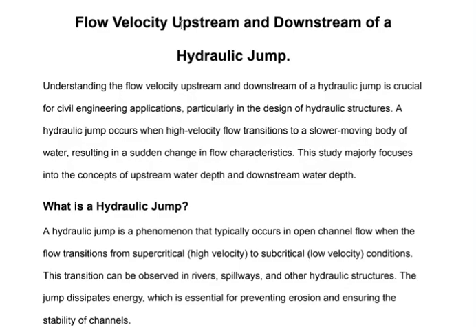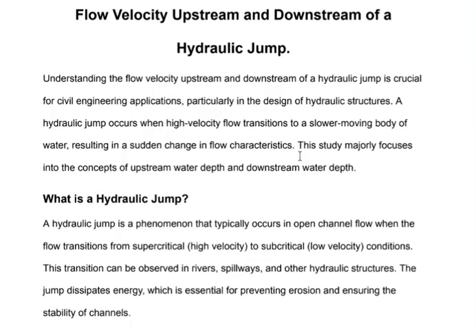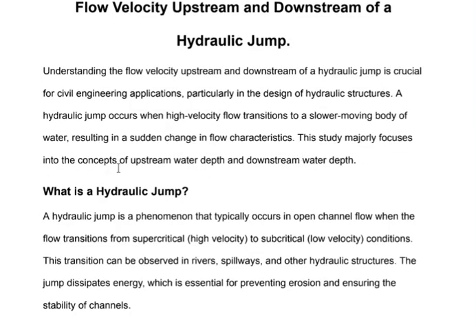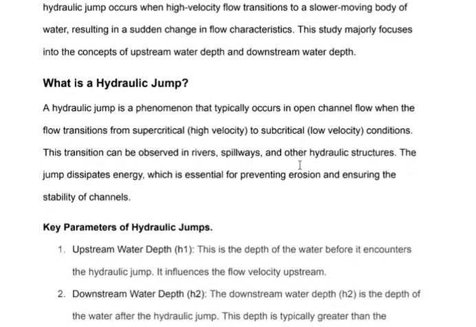Flow velocity upstream and downstream of a hydraulic jump. Understanding the flow velocity upstream and downstream of a hydraulic jump is crucial for civil engineering applications, particularly in the design of hydraulic structures. A hydraulic jump occurs when high-velocity flow transitions to a slower-moving body of water, resulting in a sudden change in flow characteristics. This study majorly focuses on the concepts of upstream water depth and downstream water depth.